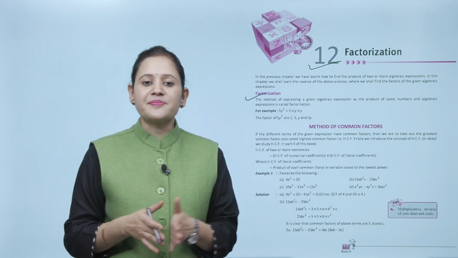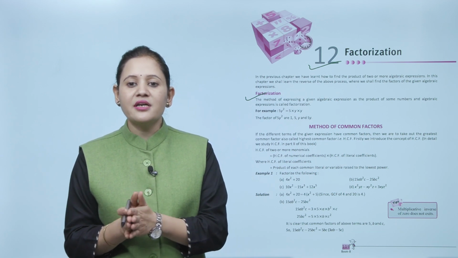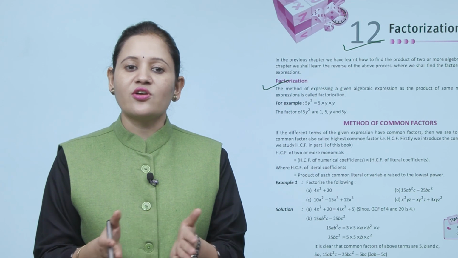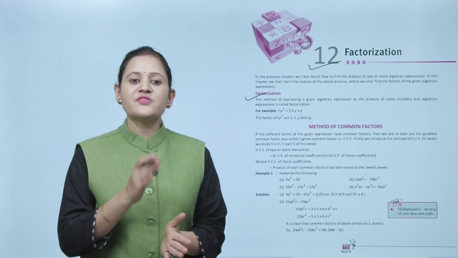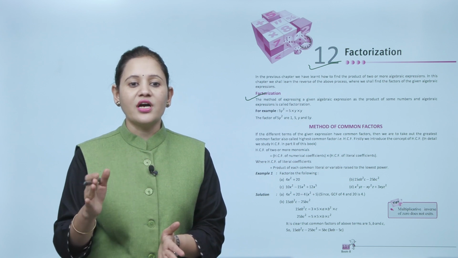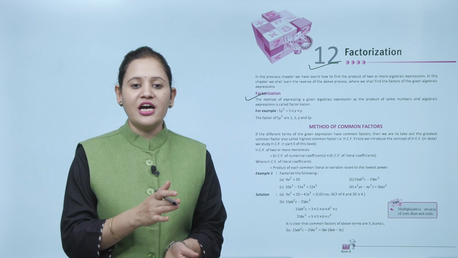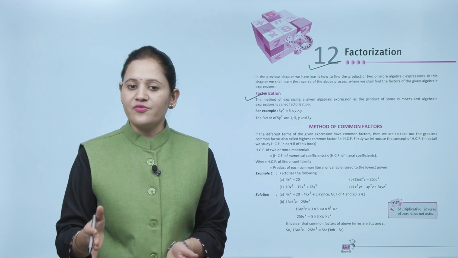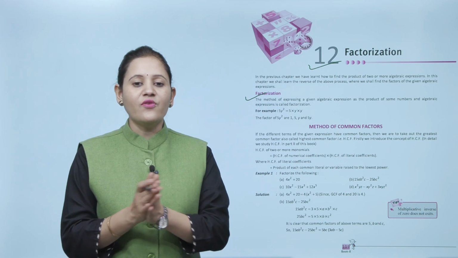The method of expressing the given algebraic expression as the product of some number and algebraic expression is called factorization. For example, 5y square can be written as 5 into y into y. The factors of 5y square are 1, 5, y and 5y. Clear? So, all these are factors of 5y square.